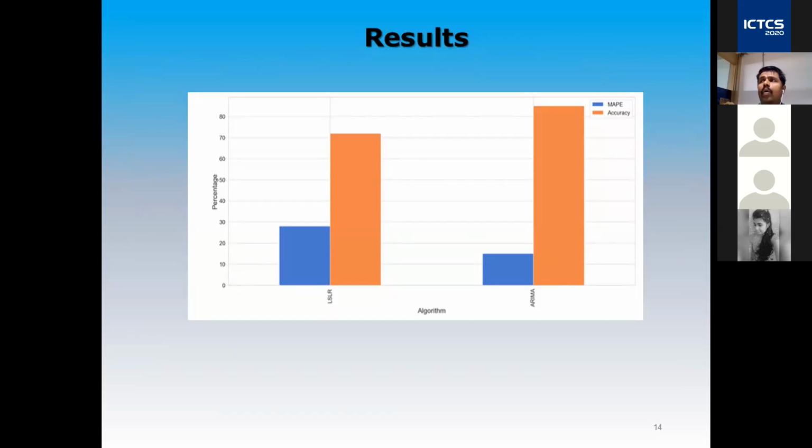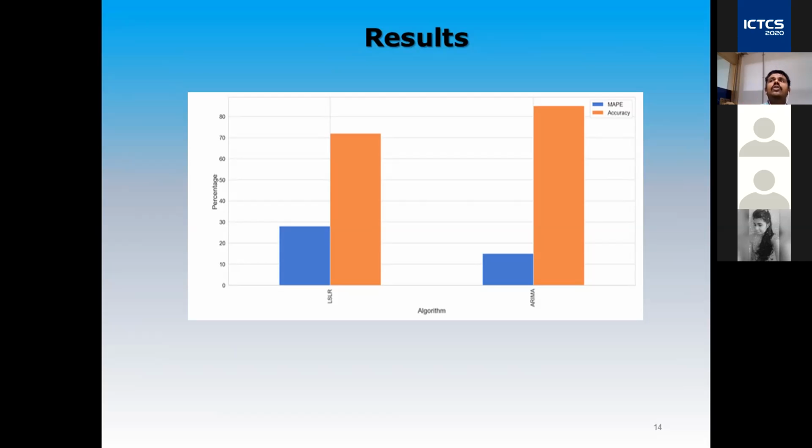In order to apply ARIMA, first we have to make the time series stationary, so we do a 7-day moving average here. Then we decompose the signal, where we get what is called the trend and the error. Then we applied the auto-regressive integrated moving average model.